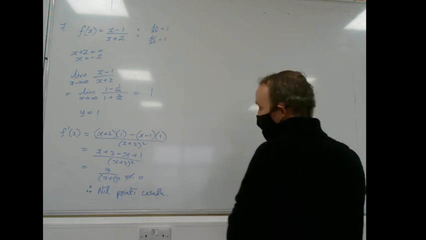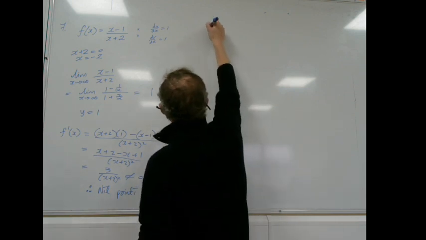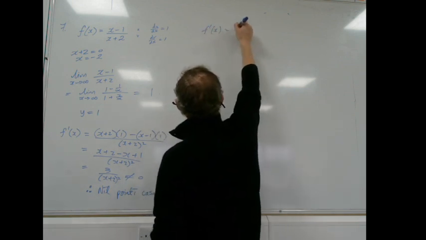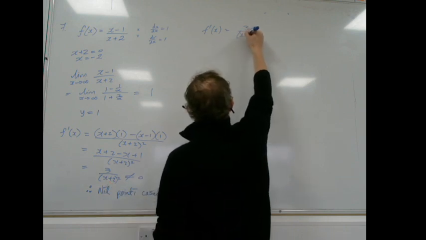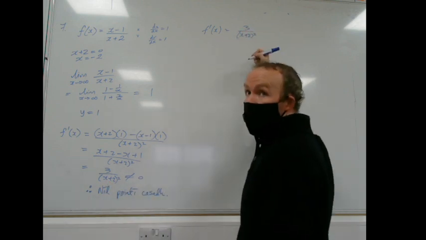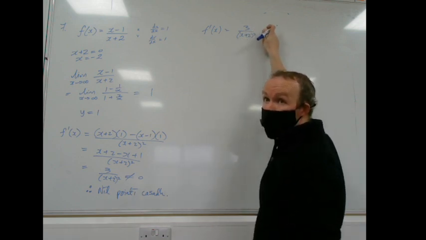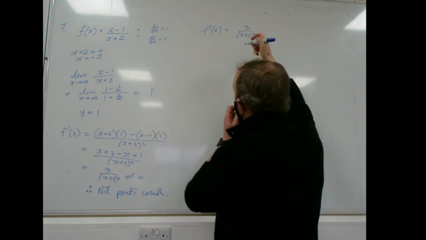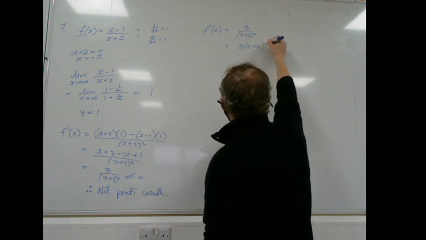So we need to find f''(x). So f'(x) is cosine 3 times x plus 2, and then we differentiate again. Because the x will be at the top, we use the product rule or the chain rule. So the derivative of cosine 3 is minus 3 times x plus 2 minus 2.